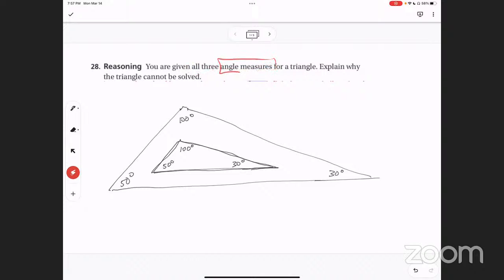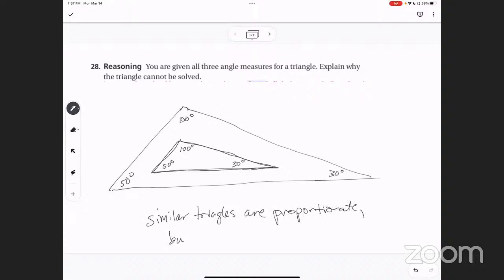So this said you are given all three angle measures. If you're given the three angle measures, you can't solve for the sides because these triangles are only similar triangles. Similar triangles are proportionate, but not necessarily congruent.